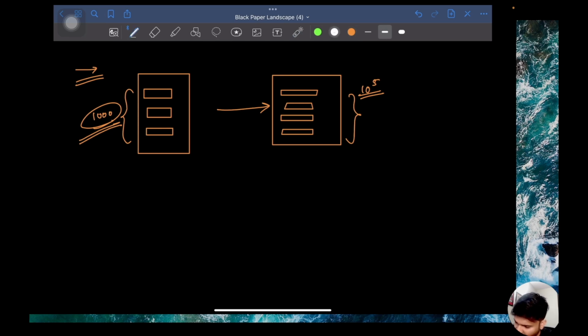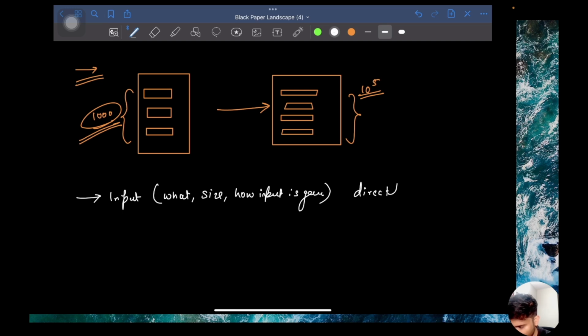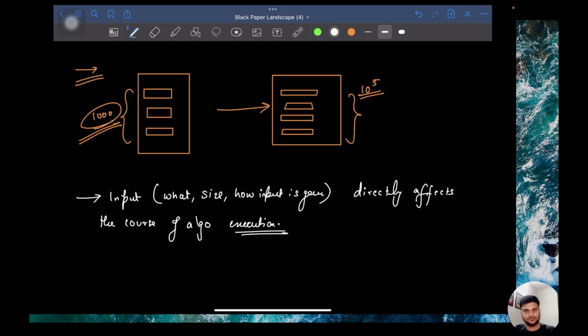So one thing that we can definitely infer is that the input and different properties of the input, that is, what the input is, the size of the input, how the input is given, in different ways, directly affect the course of algorithm execution, right? This is something very evident, and based on this we are going to decipher something.